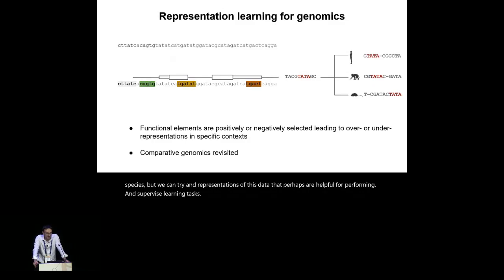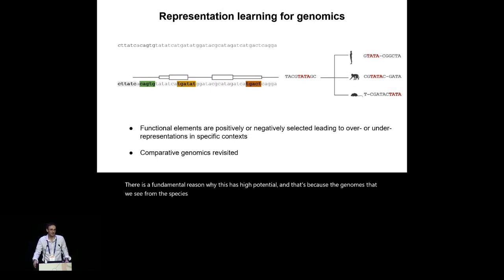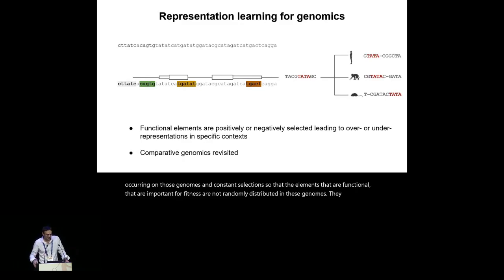There is a fundamental reason why this has high potential, and that's because the genomes that we see from the species today are the product of evolution. It means there is constant mutation occurring on those genomes and constant selection, so that the elements that are functional, that are important for fitness, are not randomly distributed in these genomes. They are positively or negatively selected, depending on the context in which they occur. So this is a particularly attractive type of data for self-supervised learning from these non-uniform distributions to extract features that will then be helpful for our supervised learning tasks.